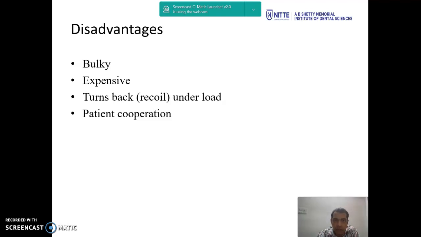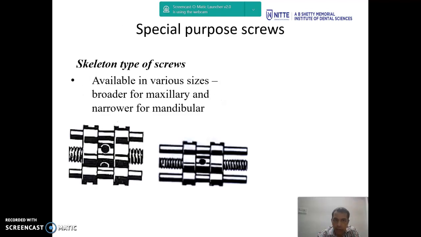The disadvantages of an orthodontic screw in a removable appliance are they are bulky, expensive, turn back and recoil under load, and yes, they require patient cooperation. If the patient does not wear the appliance, there is no effective tooth movement.